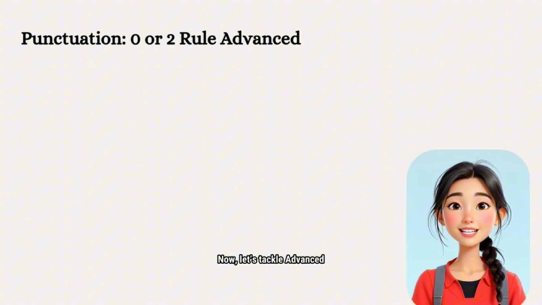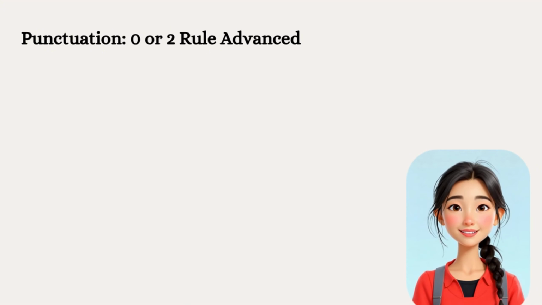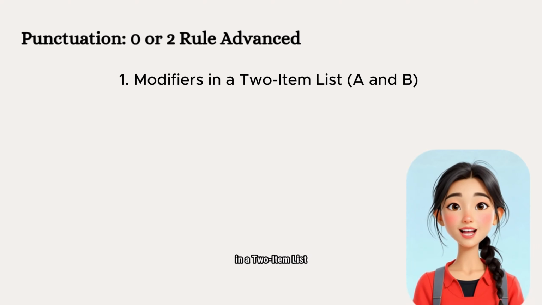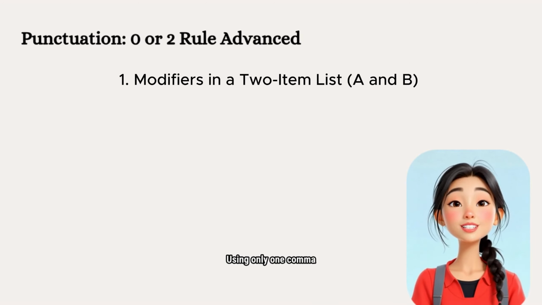Now let's tackle advanced listing with modifiers. When you add a modifier within a list, you must apply the 0 or 2 rule to separate that modifier from the rest of the list. Let's look at modifiers in a 2-item list first. If you describe the first item in a pair, you must wrap the description in 2 commas or use no commas at all. Using only 1 comma is always wrong.